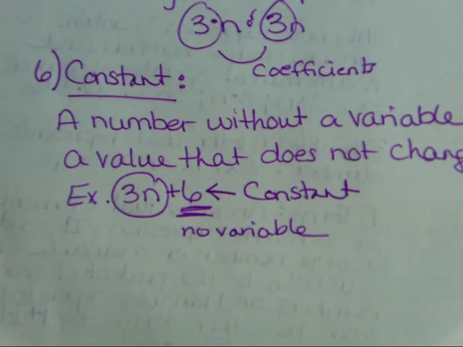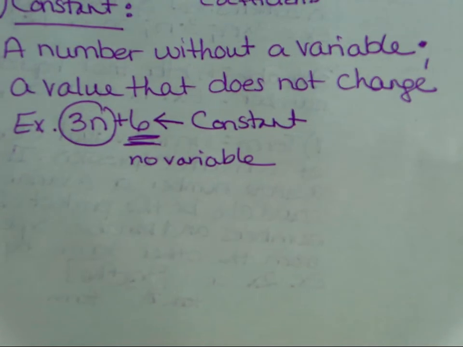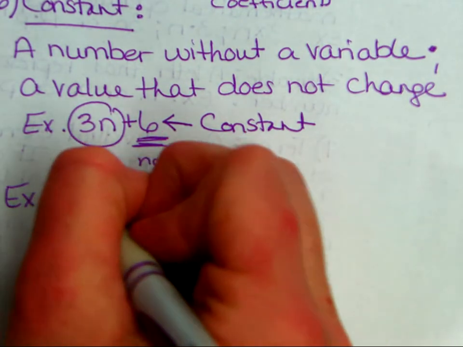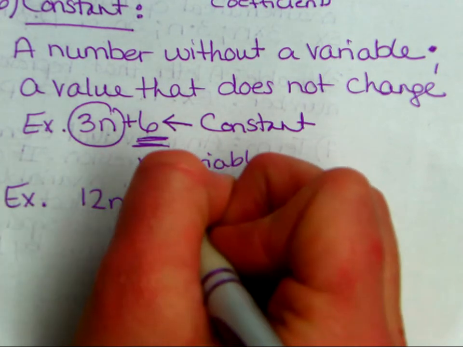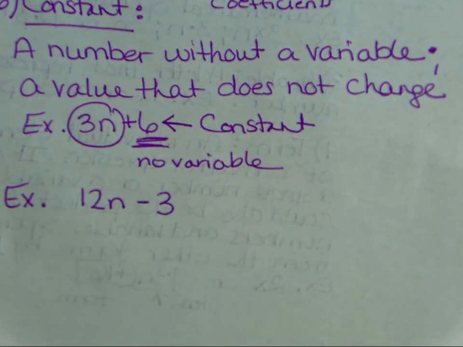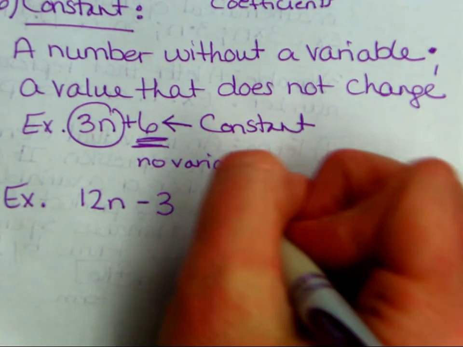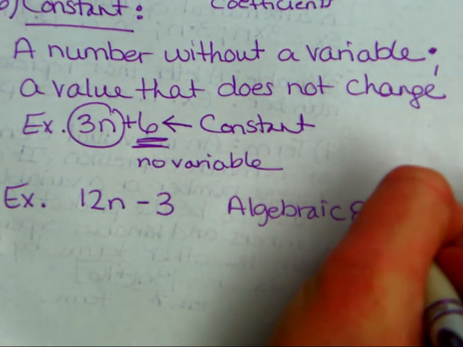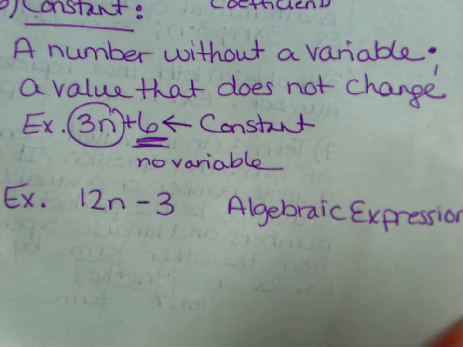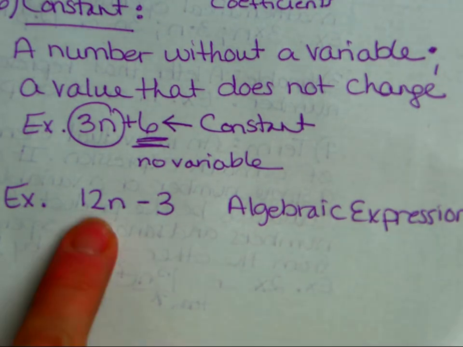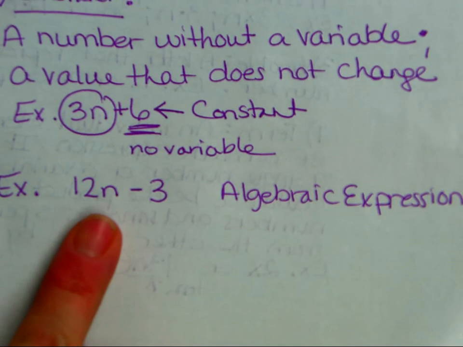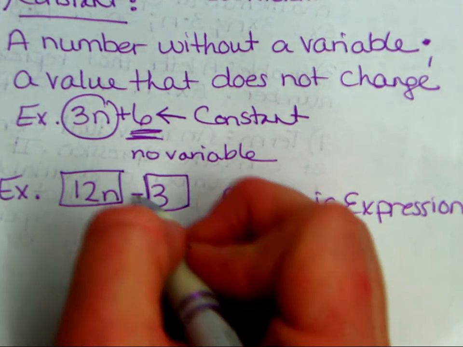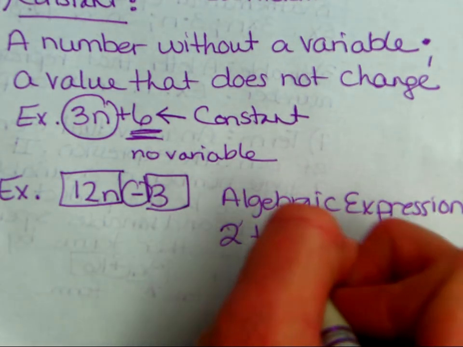Finally, let's do one final example of everything. And this example is 12n minus 3. And so let's start looking at this. First thing, it is an algebraic expression. How do I know that? I know it because there's no equal sign, first of all. Second of all, it's got a variable. That tells me it's algebraic. Now, how many terms? Well, I've got this one, and I've got this one separated by that. So that tells me there are 2 terms.